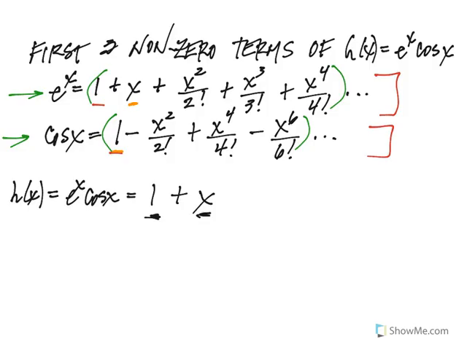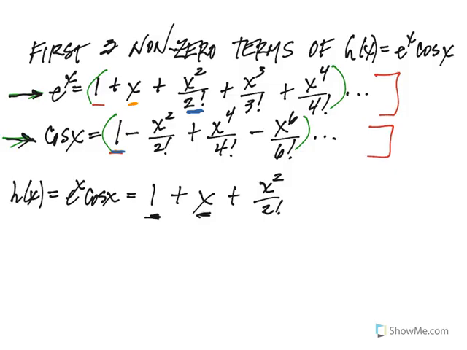Okay, now let's look for a quadratic term that is second power. So is there a way to multiply any terms from e to the x with cosine of x that I end up with a second degree term? And we can do this in blue. Yeah, there's a couple of ways. First of all, I could take this one right here, x squared over 2 factorial times 1. So I'm going to go ahead and write that down here. So this is going to be plus x squared over 2 factorial times 1.